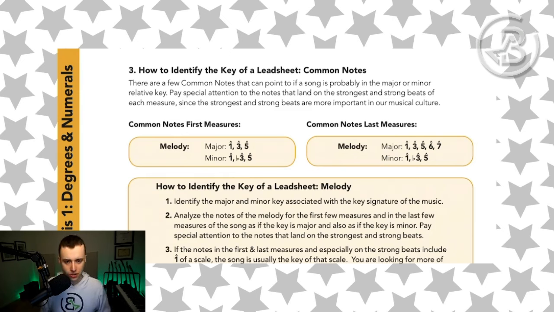And the last couple of measures, more than one: you're going to look at the last couple measures. You're going to look for scale degrees 1, 3, 5, 6, and 7 from the major scale, landing in general, but also especially on strongest and strong beats. And you're going to also look for scale degrees 1, flat 3, and 5 from the natural minor scale, in general, but especially landing on strongest and strong beats.